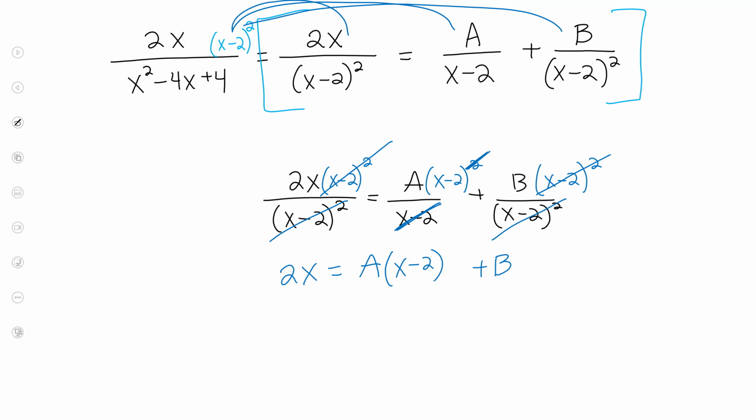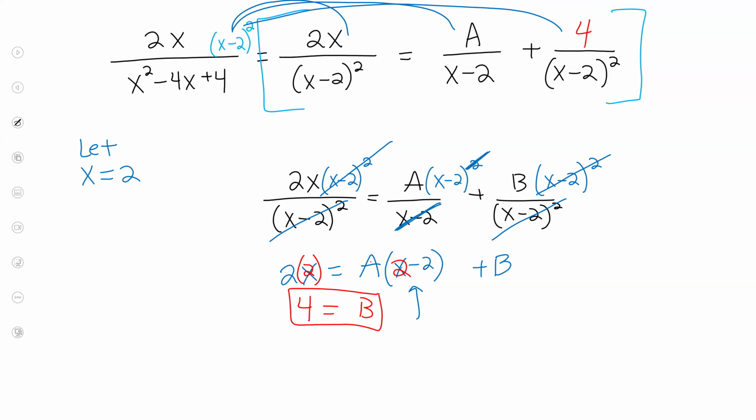Okay? Now, you are always going to make x equal whatever would make this 0. So what would make that 0? 2. So we're going to let x equal 2. So guys, look, if I plug in a 2 for all of my x's, I get 4 equals, what's 2 minus 2? 0 times A, that's just 0. And then I'm left with B. So I figured out what B is. So let me go ahead and start filling in my answer. I know my B value is 4.